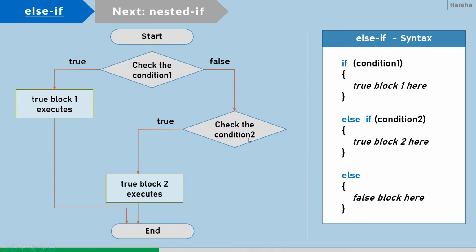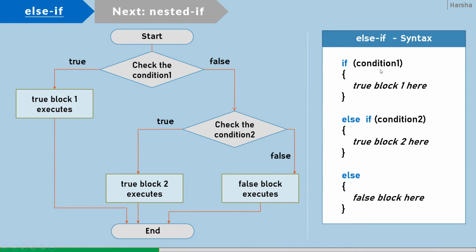In case the condition 2 is also false, then it executes the else block, that is the false block, and then finally reaches the end of the if. So here the biggest clue is the condition 2 will be checked only when the condition 1 is false.